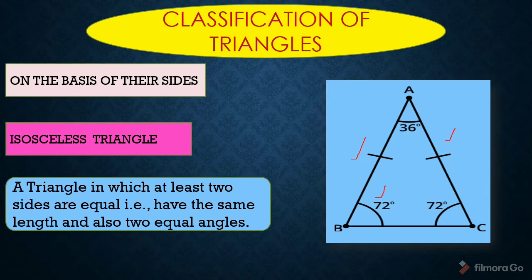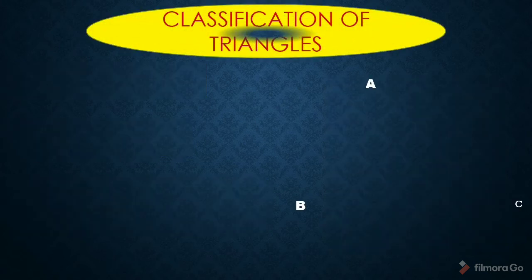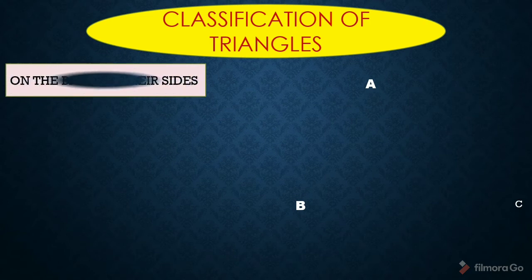Next one, scalene triangle, in which all the three sides are unequal or have different length. So here you can see all the sides are unequal and it is a scalene triangle.